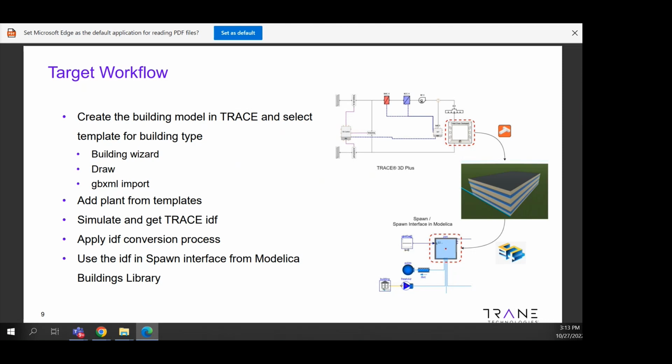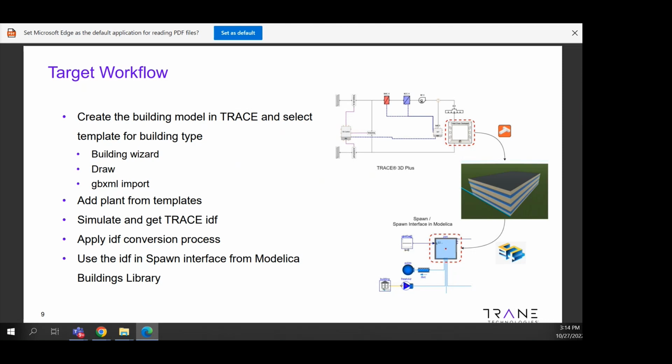So our target workflow was to create the model in Trace 3D Plus, and create a building using one of the options that we have, either through the building wizard or through our building model in the 3D tool, or gbXML. Add a plant template.